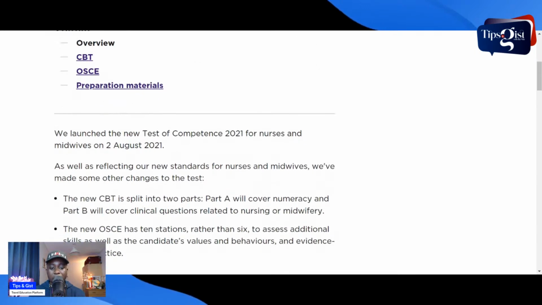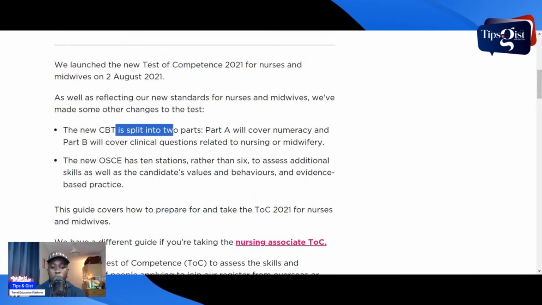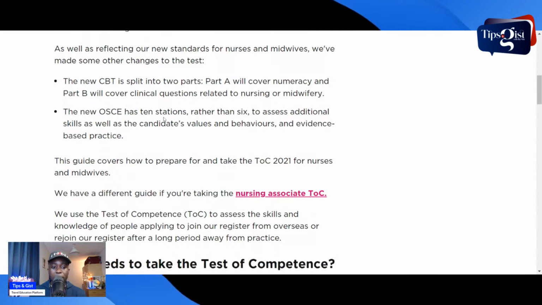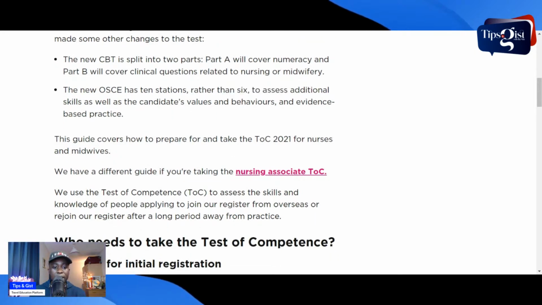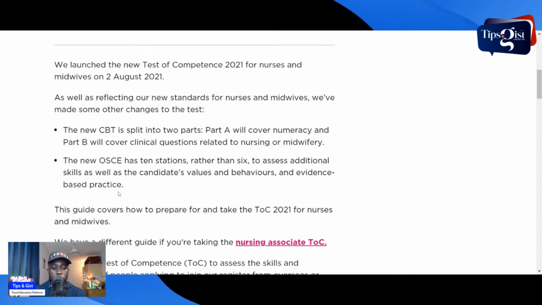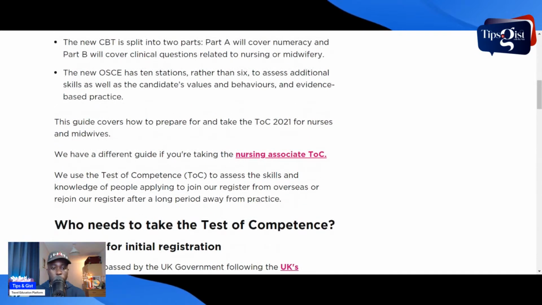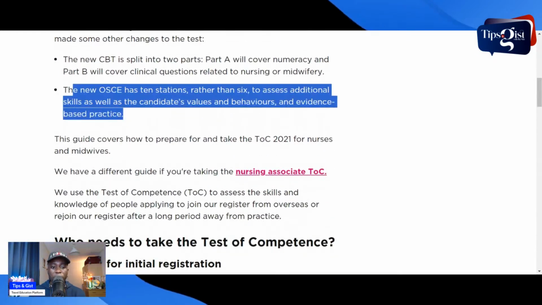You can read about that and know about the CBT. The CBT has part A and part B. Part A is the numeracy, and part B is the clinical questions. One time, I will schedule another live for us to go into details of the CBT. The OSCE currently has 10 stations rather than 6. You are going to do it in the UK, and even when you come here, you are going to be trained, so you don't have to focus on the OSCE now. Just focus on the CBT.